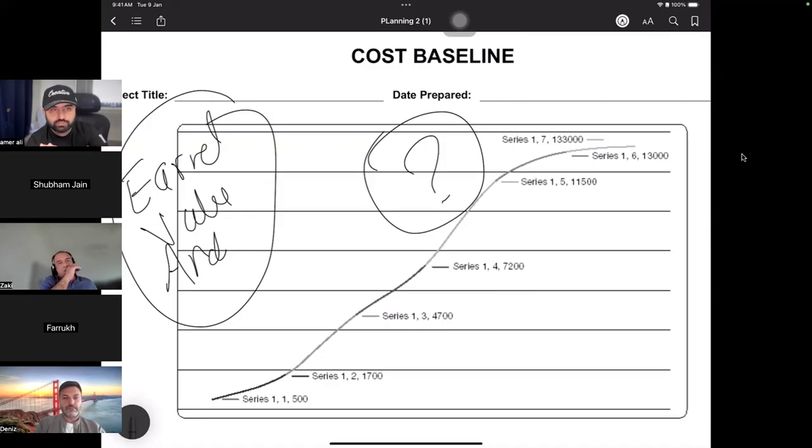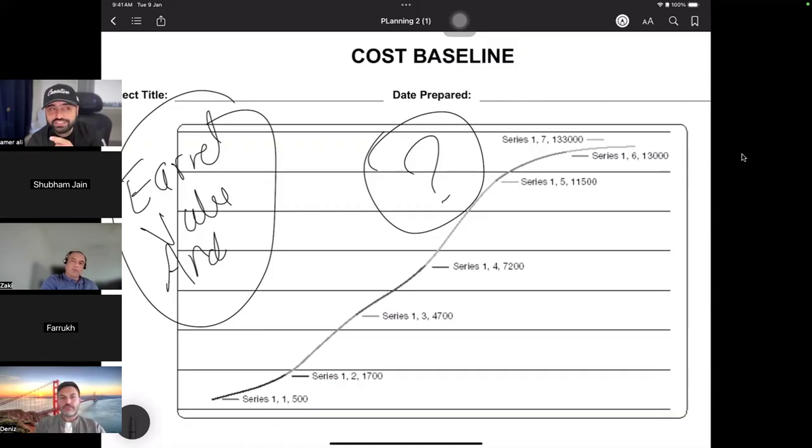Equal to one, we are on the budget. And we can also use cost variance, earned value minus actual cost: zero is on budget, minus is over budget, positive is within the budget. Okay, then we have budget at completion. That's the entire cost baseline. We may have to calculate the new budget, that is estimate at completion, EAC.